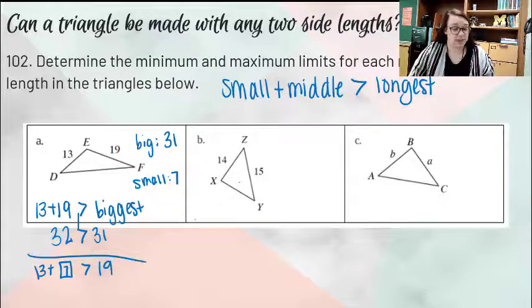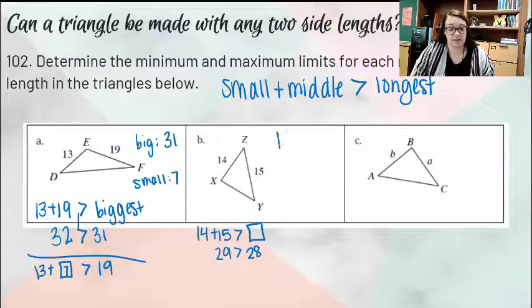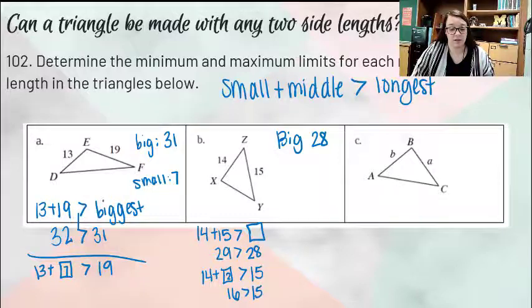On the next one, let's say that we are looking at our last side being the longest. That means 14 plus 15 are the smaller two, and they have to be bigger than our side. 14 plus 15 is 29, and 29 is just a little bit bigger than 28. So the biggest side will be 28 as the max. And then say this side was the shortest, then we'd have 14 plus it has to be bigger than 15. Well, I'd need to have a 2 there in order to make 16 be bigger than 15. So my smallest side is 2.